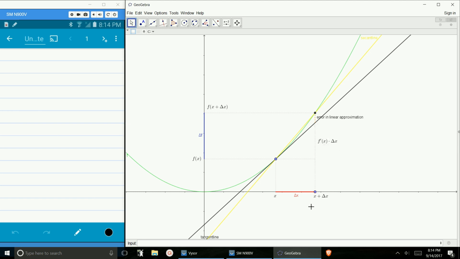And as long as you make your delta x small enough, f prime of x times delta x looks very similar to the change in f. Alright, if you take the derivative at this point, multiply it by the change in x you've decided to do, it pretty much gives you the change in f. Now why? Why is that? Well, let's come over here and take a look.